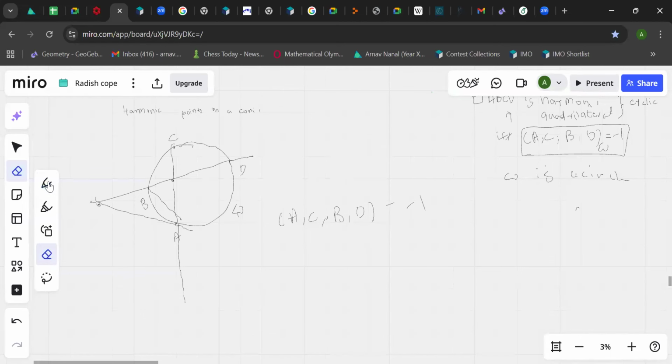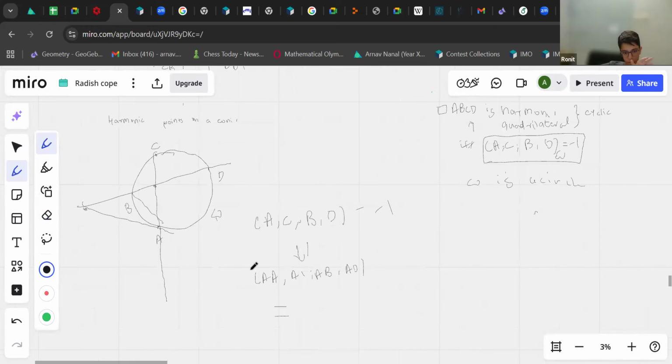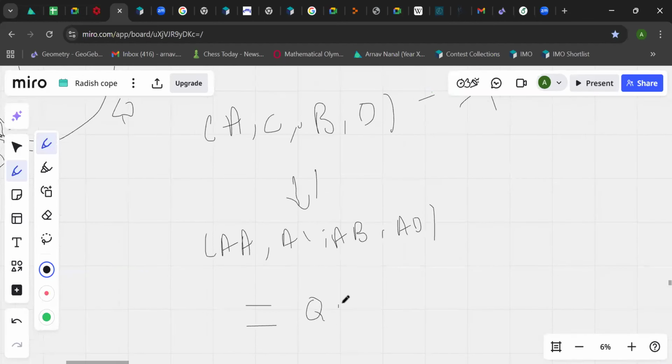You use the projective map where you're taking the pencil from A. For now I will write it out, later I will stop writing it. AC, AB, AD is the same as -1. Here AA is the tangent, AC is just AC. So you have that these points P and Q are harmonic, so Q, P, B, D is -1, right?